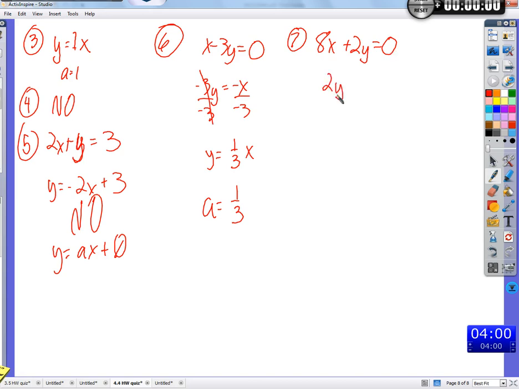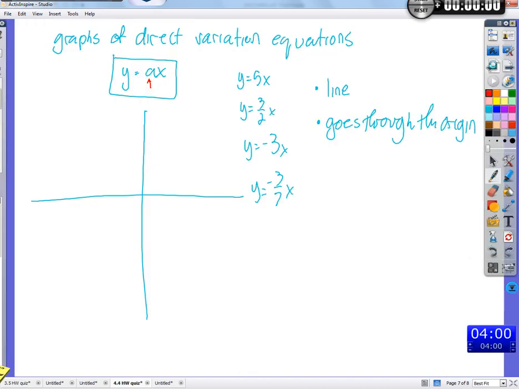See, if we start by subtracting 8x, dividing by 2, and a is negative... So, the real true test of whether or not we have direct variation is y equals a times x. Can you write it that way, or can't you? If you can, it's direct variation. If you can't, it's not.